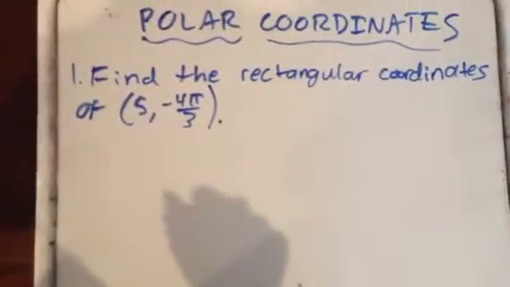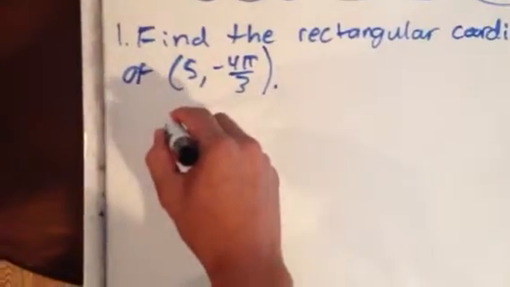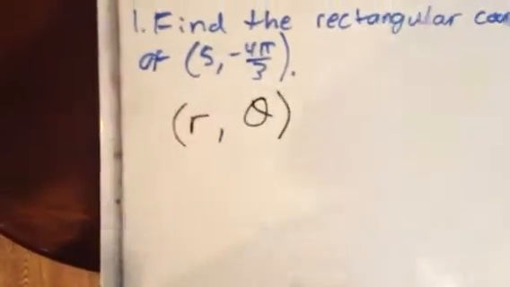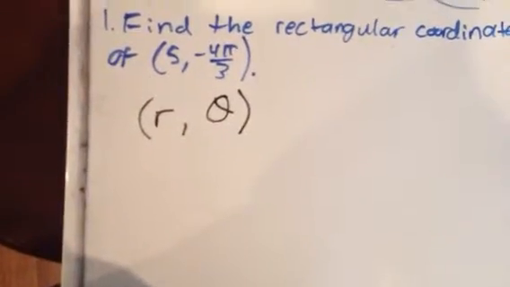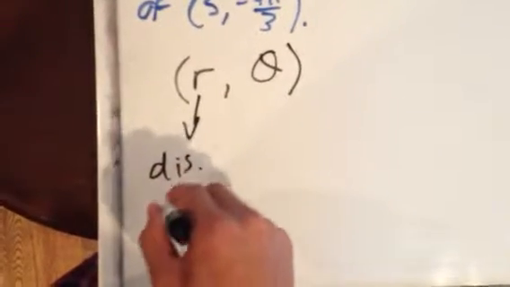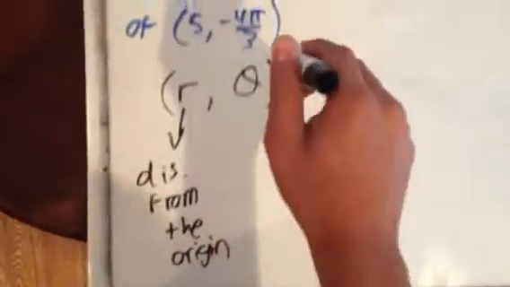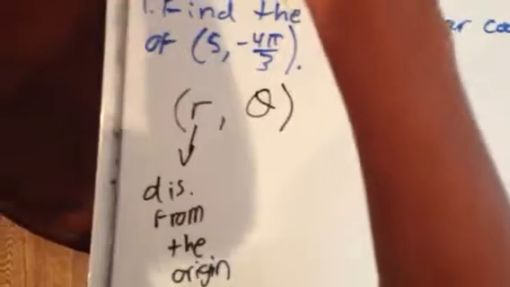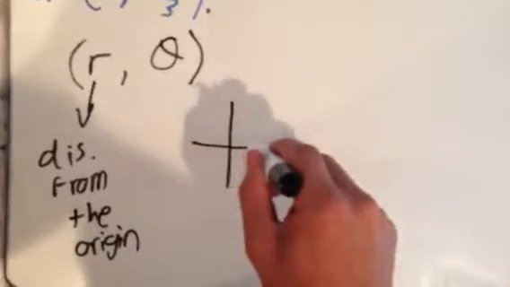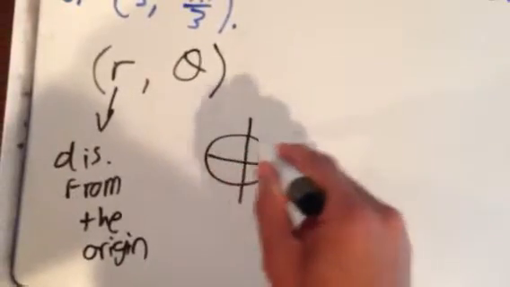We need to find the rectangular coordinates of (5, negative 4 pi over 3). As you know, hopefully, the general form for a polar coordinate is (r, theta), where r in this polar plane is the distance from the origin. And of course, theta, you go a certain angle and then you draw r. Essentially, what we're going to be using to solve this problem is the unit circle.